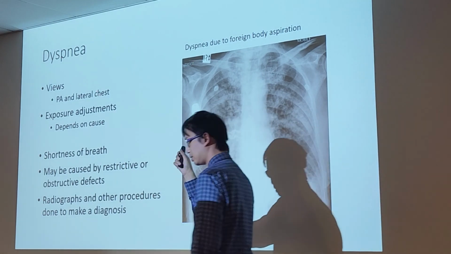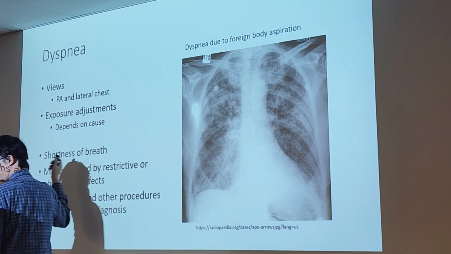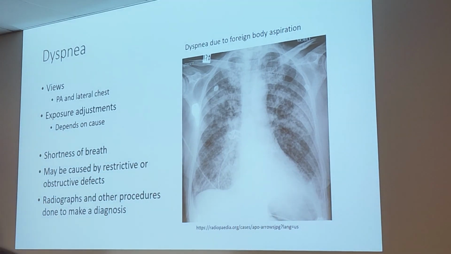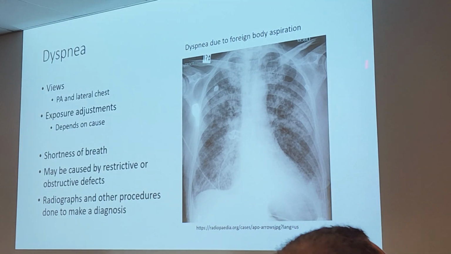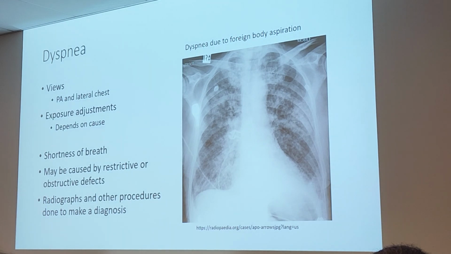Okay, but dyspnea, difficulty breathing. So yes, shortness of breath. This covers a variety of things. This isn't a specific disease. This is a condition that covers a variety of things. So it can be caused by restrictive or obstructive defects. Here we can take a look. Once again, fluid inside those bronchi or bronchioles makes it difficult to breathe. So radiographs and other procedures are done to make a diagnosis, to figure out exactly what is causing the dyspnea.